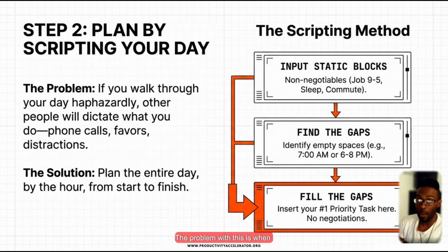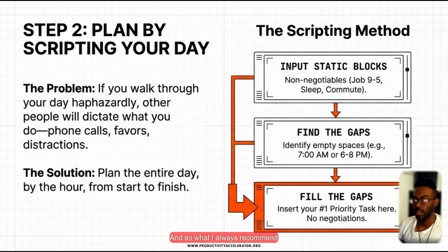And the problem with this is when you don't have an idea of what you want to do throughout the day, other people will give you an idea of what you should be doing. Other people will tell you what to do in the form of phone calls, in the form of social media posts, in the form of random distractions, in the form of favors. If you don't plan out your day, other people will give you things to do.